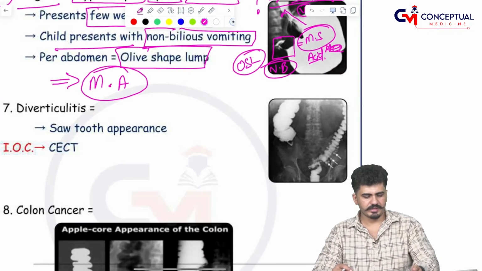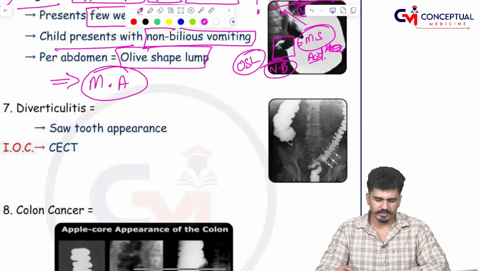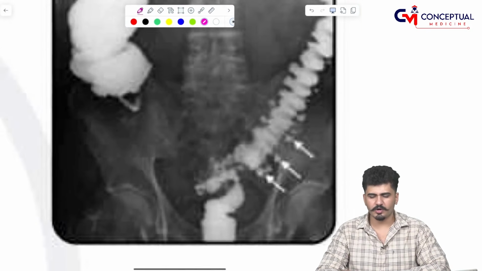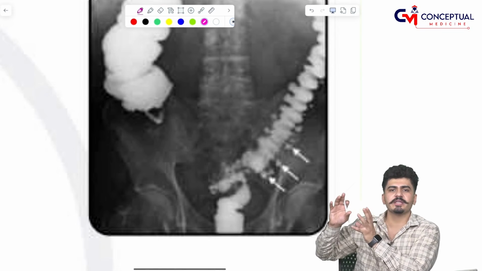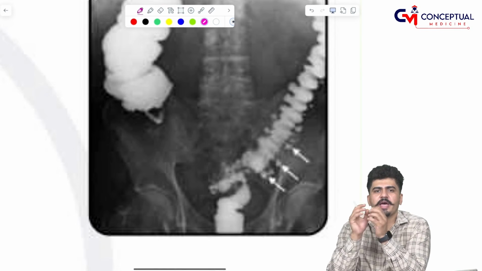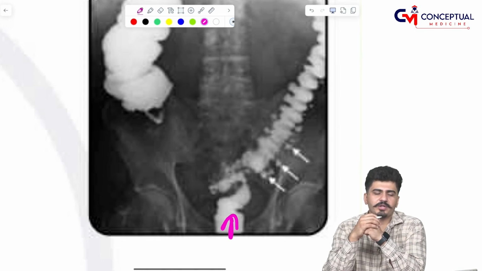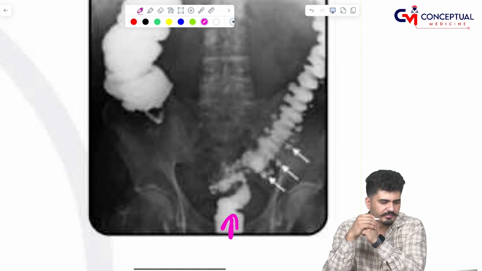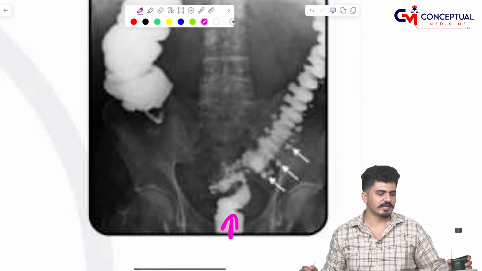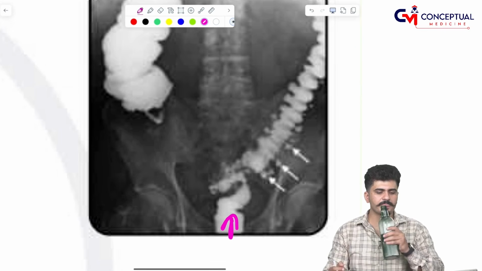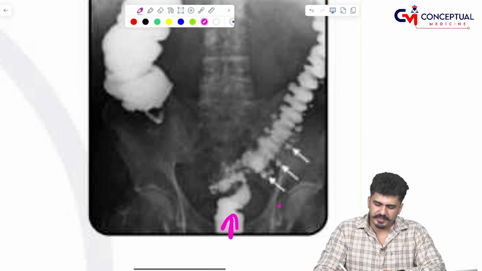Now coming to the next one, the seventh one, diverticulitis. In diverticulitis, you will see small outpouchings in the diverticula. We are talking about the large intestine, where you will see the small outpouchings. And on the investigation, which contrast media are we putting right here? Can you tell me which contrast media we are talking about? The contrast media which we are using right here is barium enema.